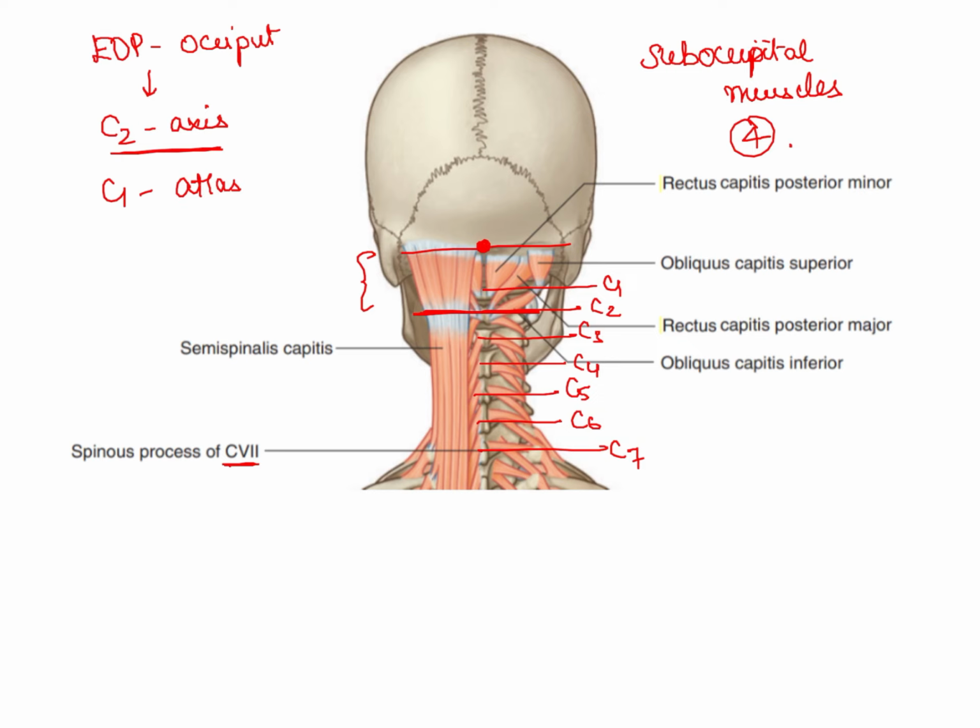And what are those 4 suboccipital muscles? This picture itself shows that also. Rectus capitis posterior minor, rectus capitis posterior major, obliquus capitis superior and obliquus capitis inferior. So, these are the 4 suboccipital muscles. Just remember 2 important terms: rectus capitis posterior, which includes major and minor, and obliquus capitis, which includes superior and inferior group of muscles.